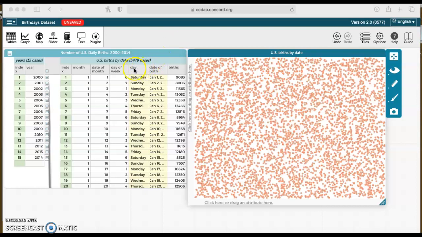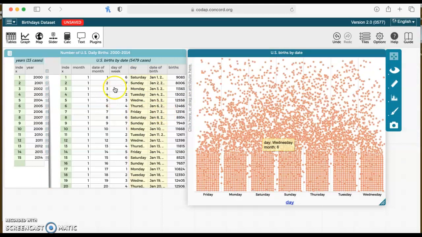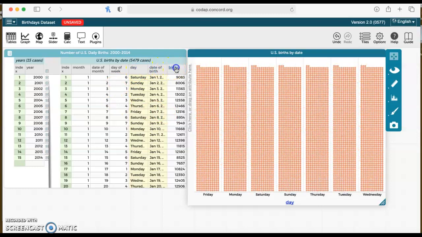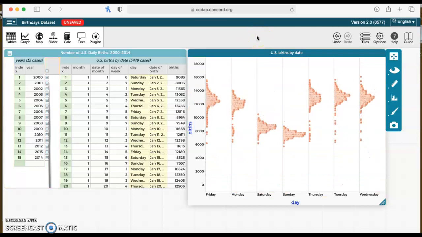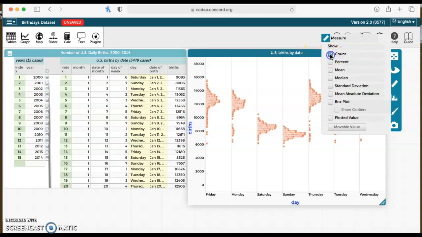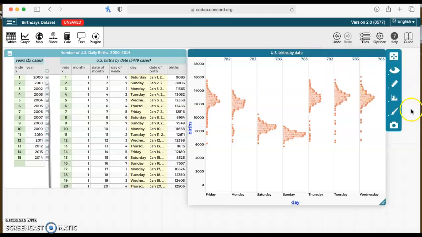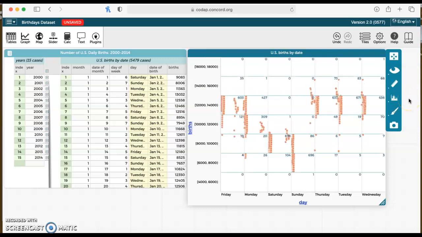In order to find that, we're going to put the day on the x-axis of the graph, and then we're going to put births on the y-axis. Right now this is a little confusing to look at, but we're going to show the count for all of these, and then we're going to put the information into bins, which is just going to make it easier for us to read.